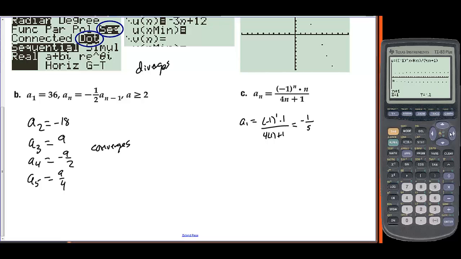So let's trace it. And you can see the y values are going negative, positive, negative, positive. But the one thing we notice is that the y values are actually getting farther from 0. So this is not converging to 0. As a matter of fact, each point is a little farther from 0. So this one is diverging.